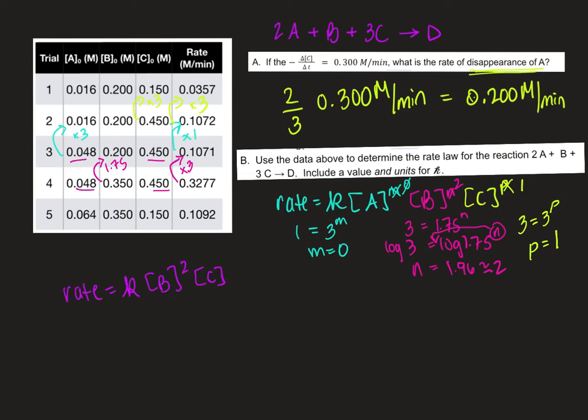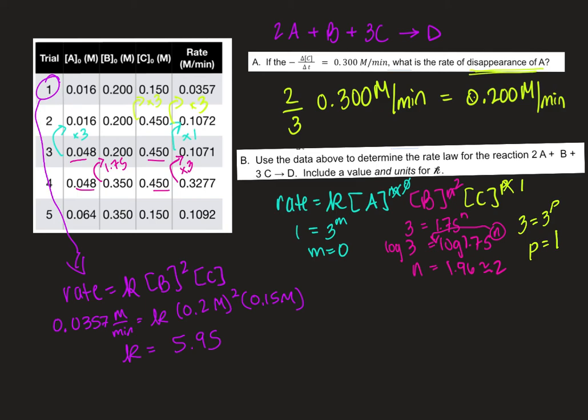So in purple, I wrote the rate law. A to the 0 power is just 1, so I didn't even write it. Now we just have to pick one trial and sub in the values in order to calculate a value for k. So I'll just pick trial 1. I just subbed in from trial 1, and then the value is 5.95.